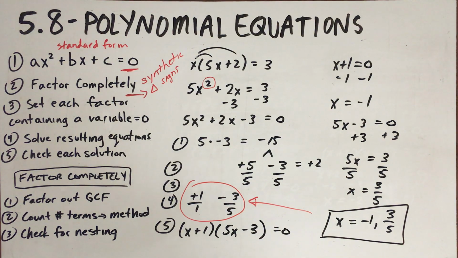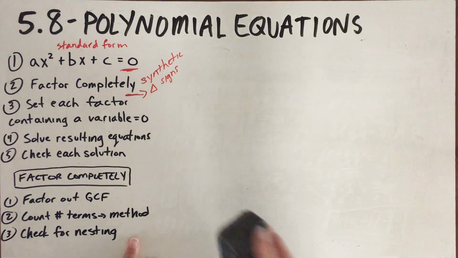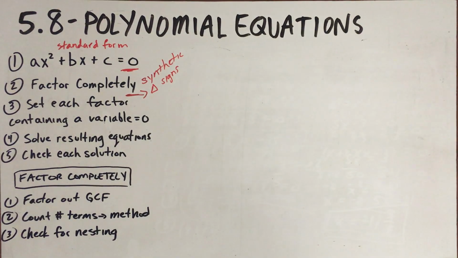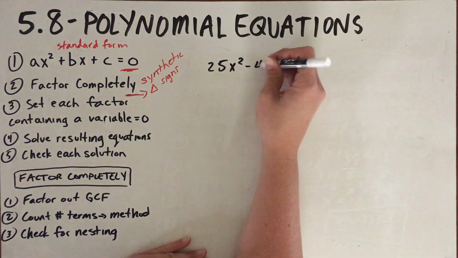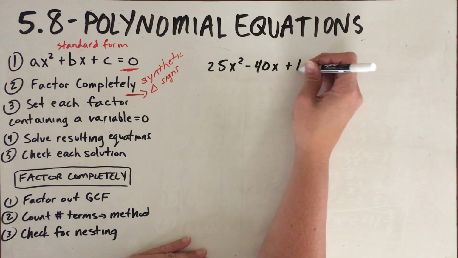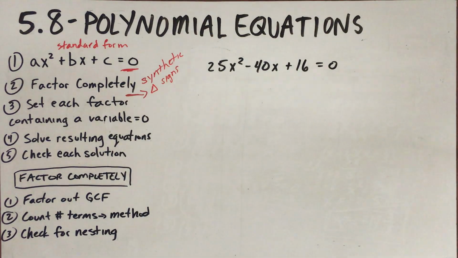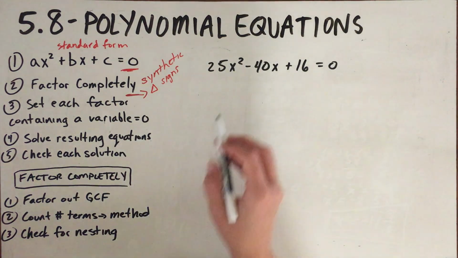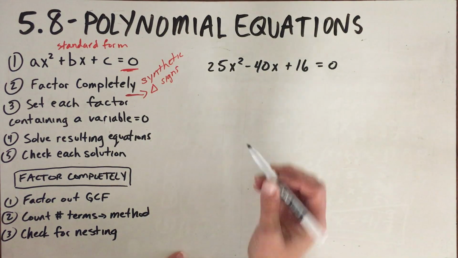Okay, so let's keep going here. Let's say that I have the equation 25x squared minus 40x plus 16 is equal to 0. All right, so lucky me, this is already equal to 0, so step 1 is complete. Step 2, I need to factor completely. This is a 3-term polynomial with no GCF, so I'm going to use synthetic factoring again.